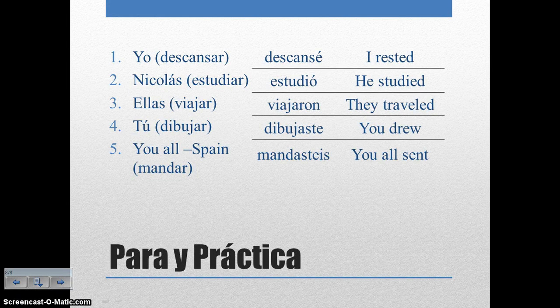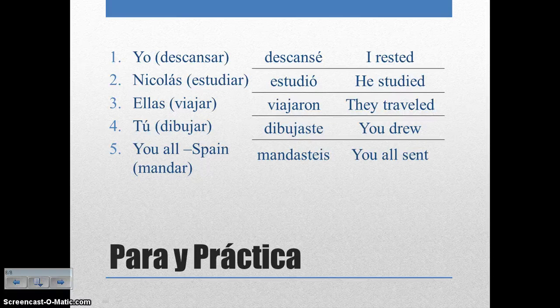Descansar in the yo conjugation should be descansé, which means I rested. Don't forget that accent. Nicolás estudiar would be estudió, and that translates to he studied. Viajar in the ellas form would be viajaron, they traveled. Dibujar in the tú form is dibujaste, that means you drew. And then finally, you all in Spain sent would be mandasteis.